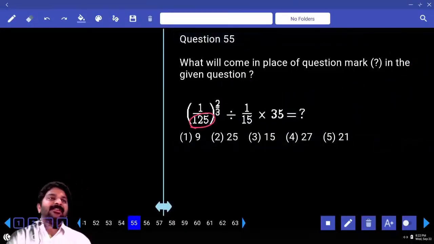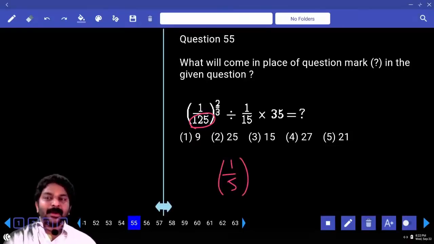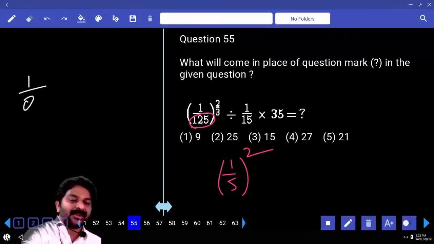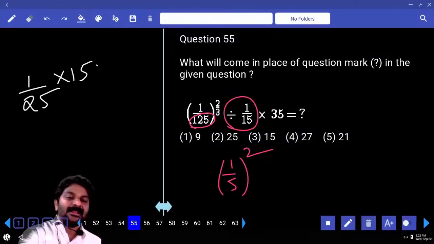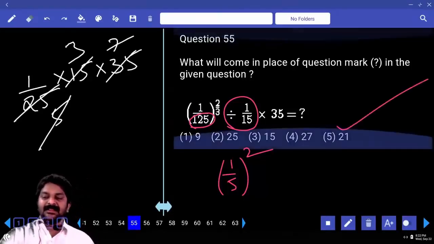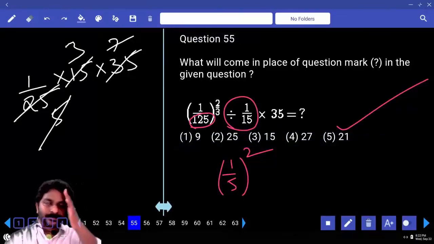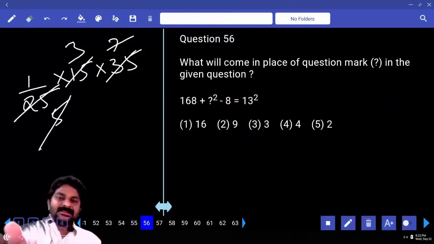So we can write 125 as 5 cube. 1 by 5 whole cube to the power of 2 by 3. That means 1 by 5 whole square only. That means 1 by 25. Divided by 1 by 15 can be written as into 15 into 35. 5 times 5, 3 times 5, 7 times 7 threes, 21, fifth option. Over. Right, next.